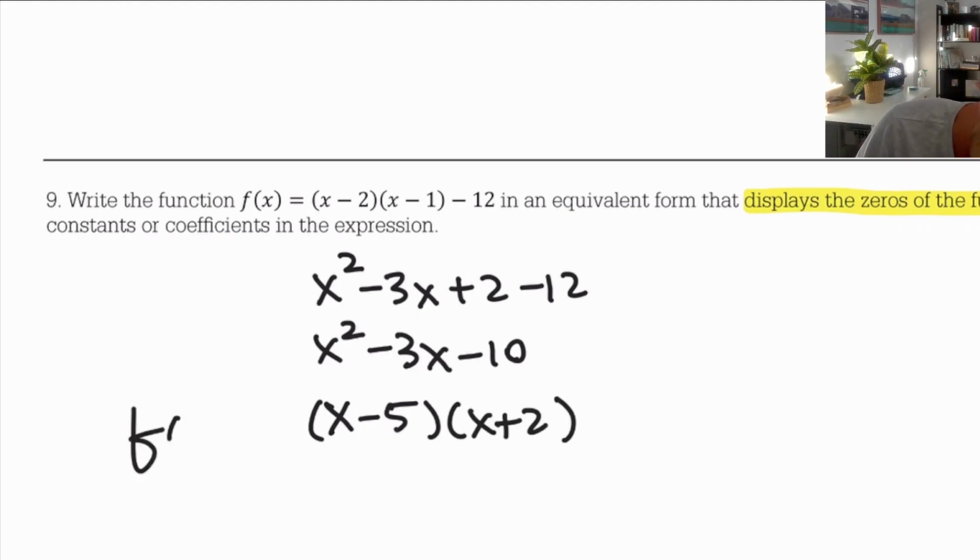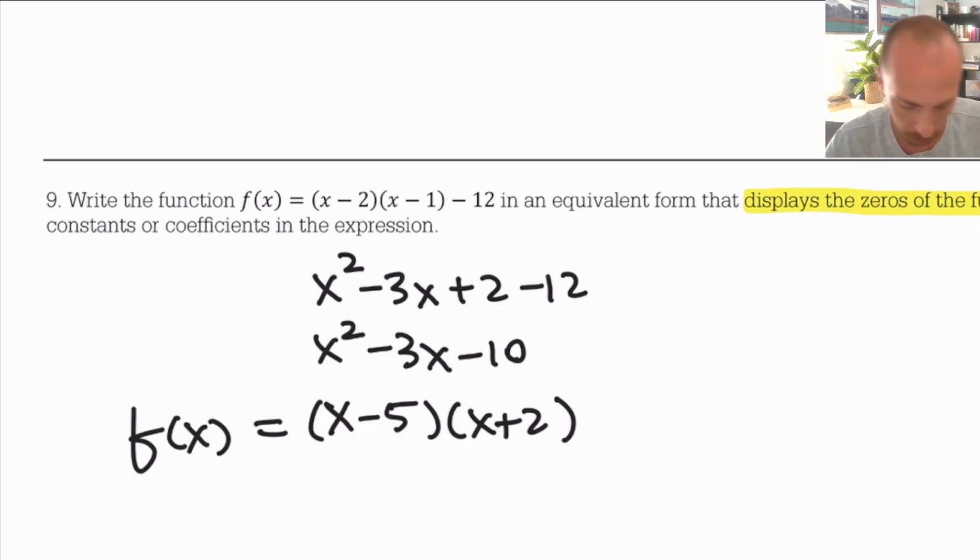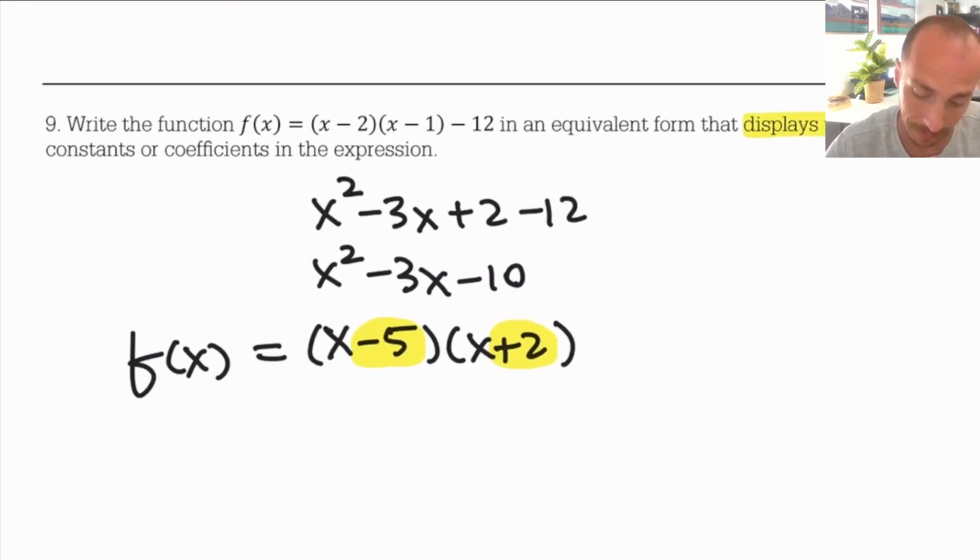So I'd say, all right, f of x equals this. The zeros are going to be 5 and negative 2, and that's them displayed like we were saying. You just connect back to what I was saying earlier. That's them displayed. And yep, that's all for this homework.